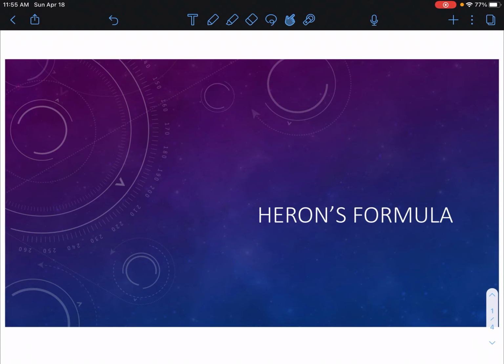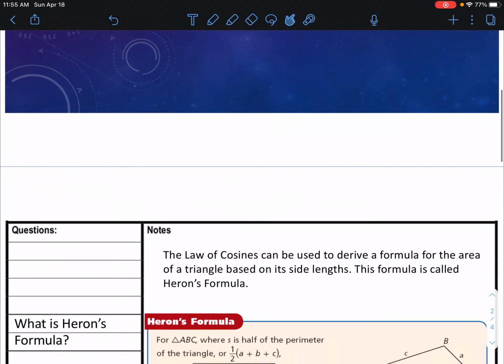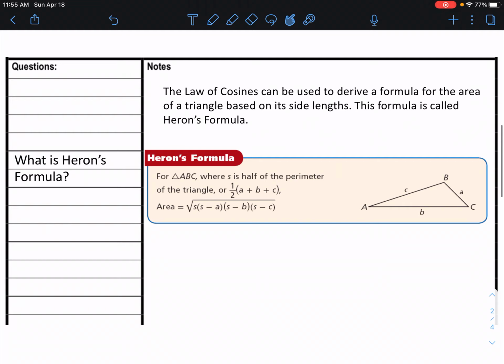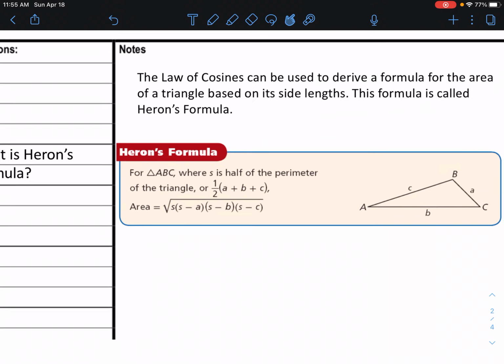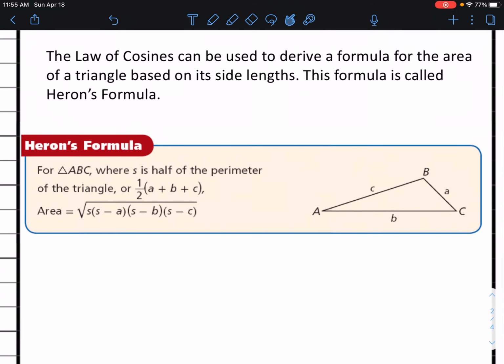Okay, so the last thing that I want to go over in this unit is something called Heron's formula that's derived from the law of cosines. You can use the law of cosines to derive it. We will not go over that derivation, but that's where this formula comes from. And this formula is great if you don't have a right triangle and you only know three sides. You have no angles, but you know all three sides. If you do that, you can use this formula.